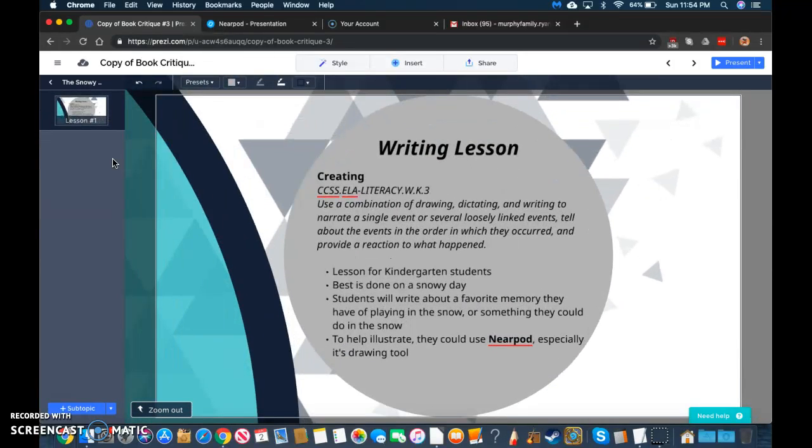My first lesson idea is centered around writing. The grade level for this lesson is kindergarten. Using Nearpod, students would have the chance to think back to their favorite memories in the snow. Nearpod is an awesome tool that not only makes for engaging presentations, but also allows students to interact with the screen in various ways.